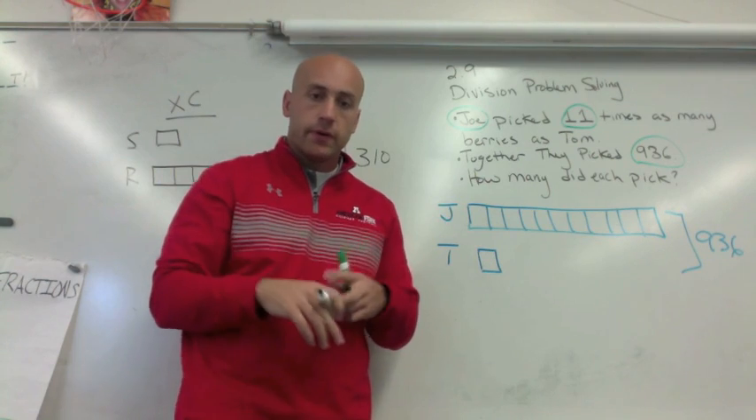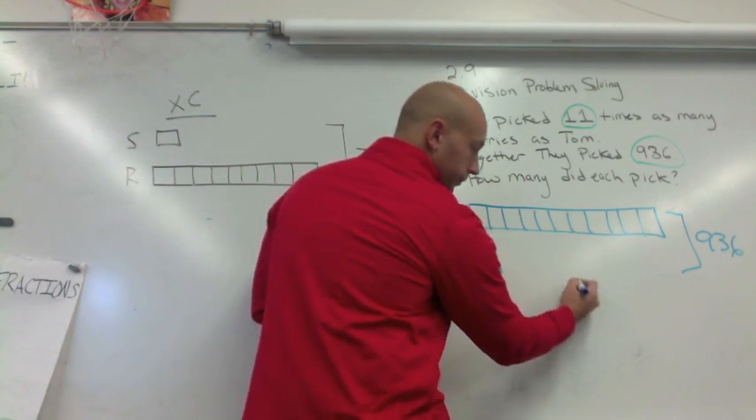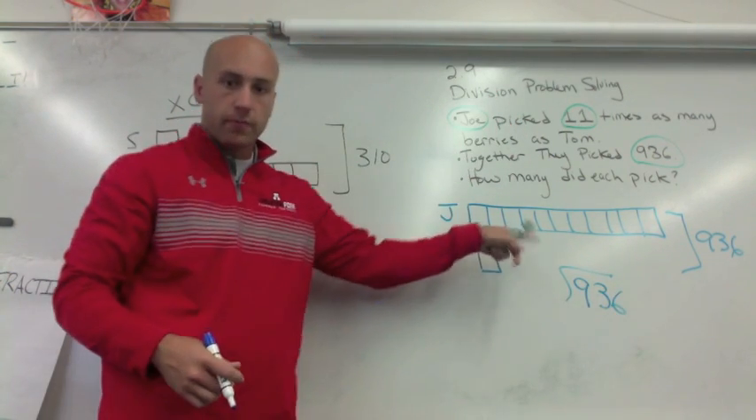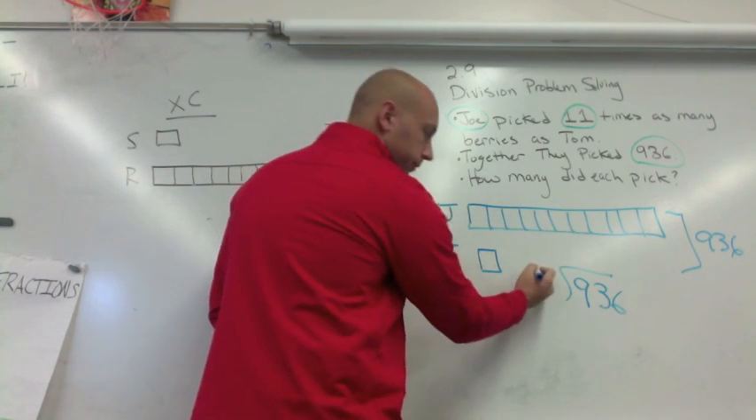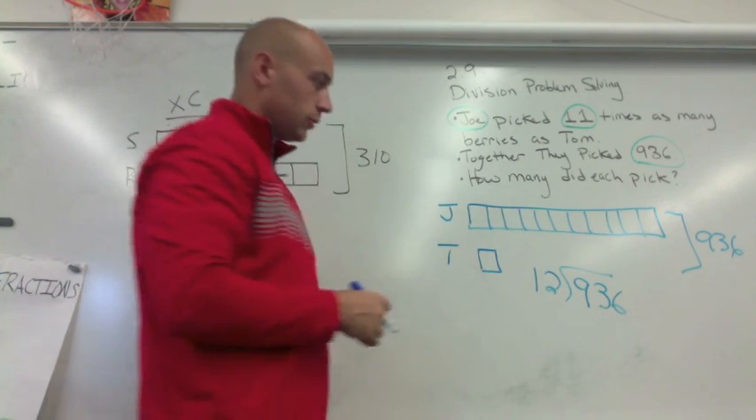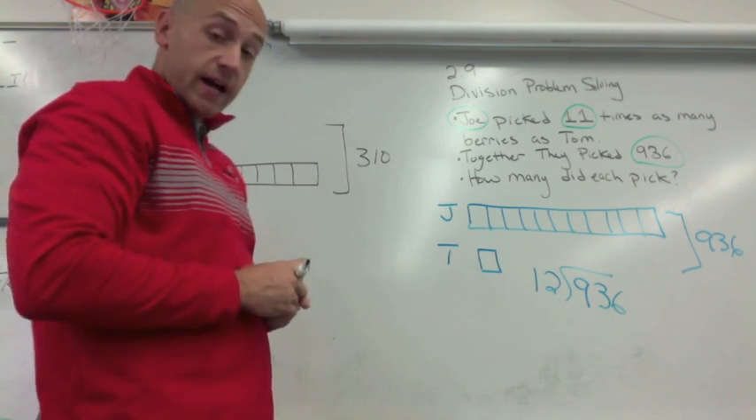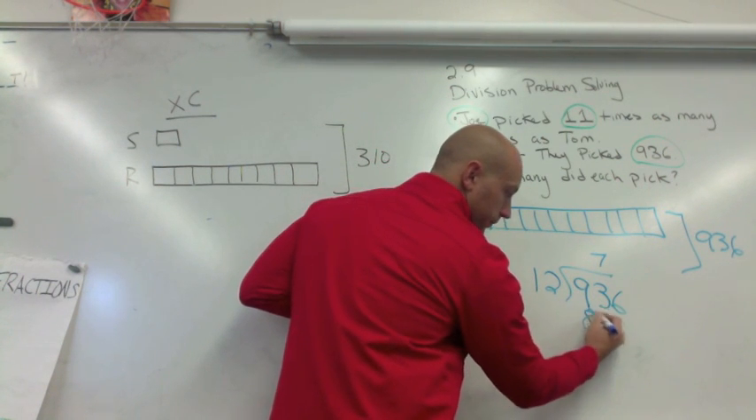So the next step is we divide. So we take our 936, our total, and we divide it by the number of boxes we have. So we have 12 boxes, 11, 12. So 12 goes into 93 7 times, I believe. So 7 times 12 is 84.